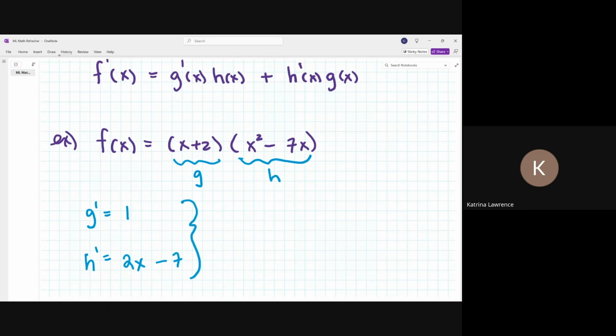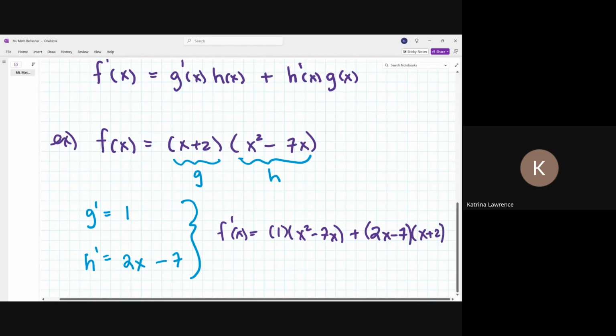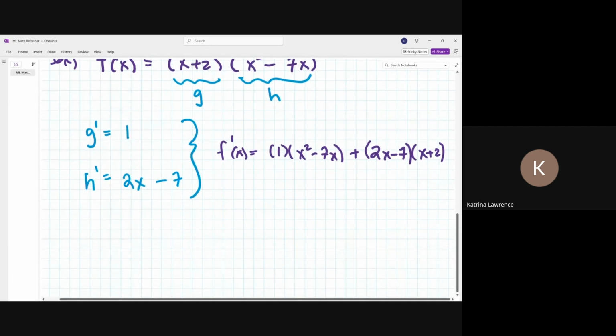Now we can use both of this information to find the full derivative. Following our formula over here, we have that f prime equals g prime, so we've got 1 times h, and h is x squared minus 7x, and then plus h prime, so we've got 2x minus 7, multiplied by g, which is x plus 2. And that is the derivative using product rule. We could go ahead, expand and simplify this, but for the sake of time today, I'll leave that as an exercise. I mostly just wanted to show how this rule works in action.